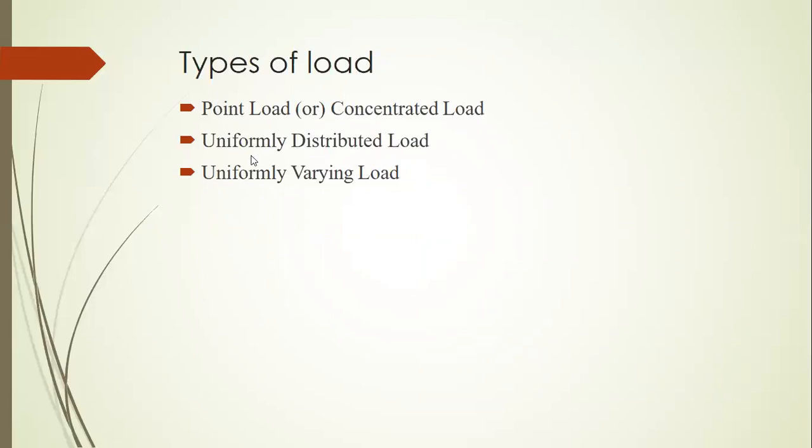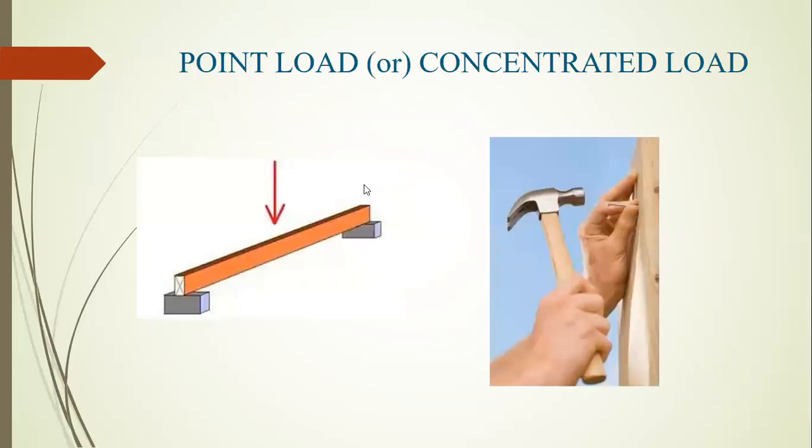If the load is distributed over a certain length and the intensity is the same, then such a type of load will be called a uniformly distributed load. If the load intensity is varying along the length, then it will be called a uniformly varying load. Okay, so let's look into the examples.